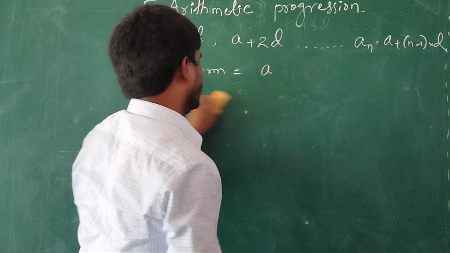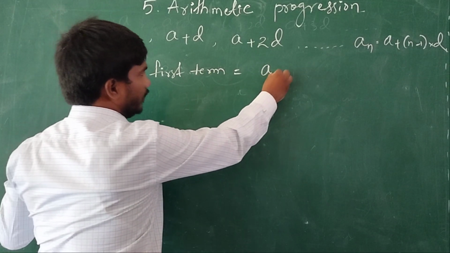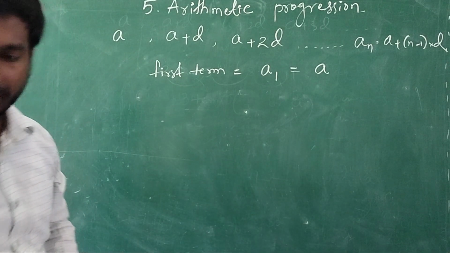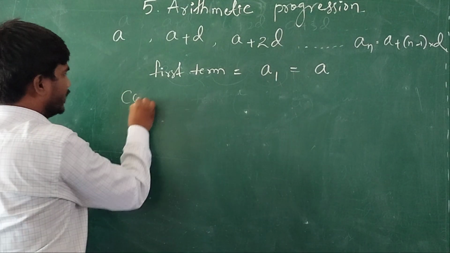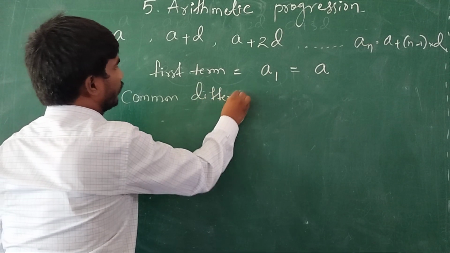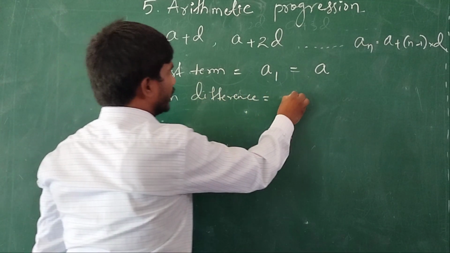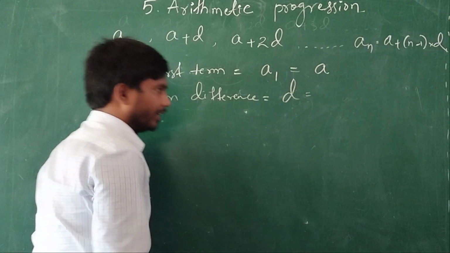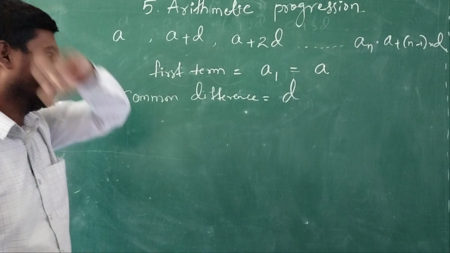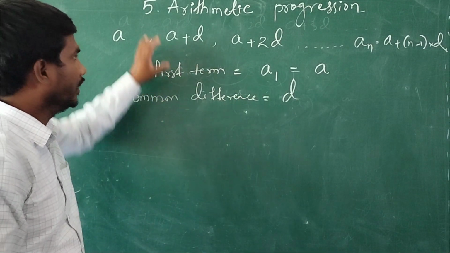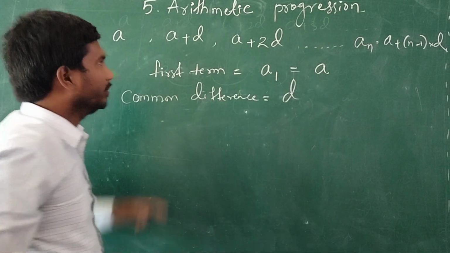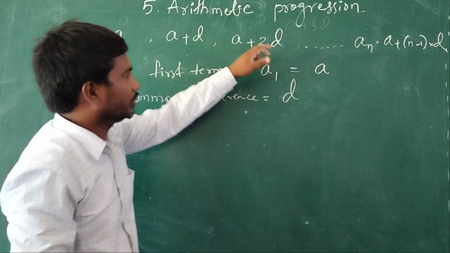So here I am taking the first term a1, that is denoted by a. Next term, common difference. What is that common difference? Common difference is denoted by d. So in the previous problem, the common difference is 3. Now the standard form of an arithmetic progression is a, a plus d, a plus 2d, like that.